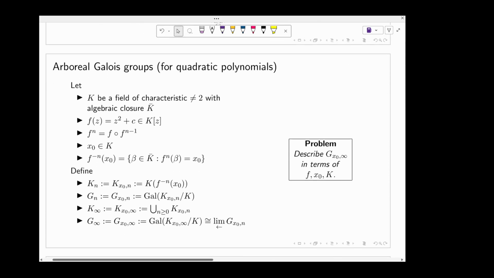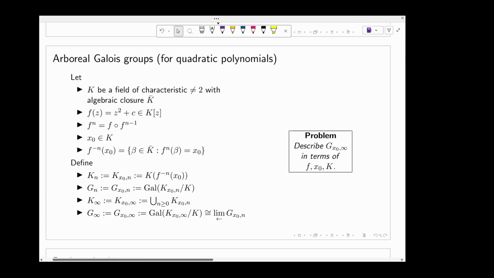Okay, so first I have a bunch of notation to introduce. Our arboreal Galois groups, I'm going to get to the term arboreal in a minute, but the slide is at least going to introduce the kind of Galois groups that we want to study, in this case, just for quadratic polynomials. I'm ignoring that word post-critically finite for now. I'm going to let K be any field with characteristic not equal to 2. So I need to avoid characteristic 2 to make all of this work, and I'm going to fix an algebraic closure, K bar.